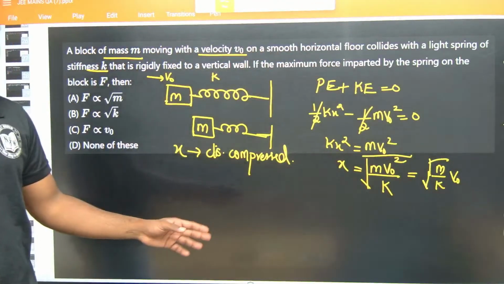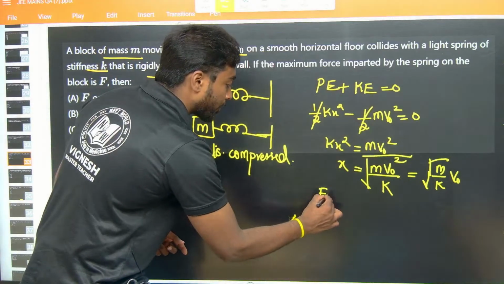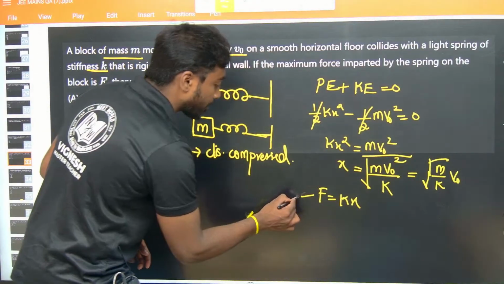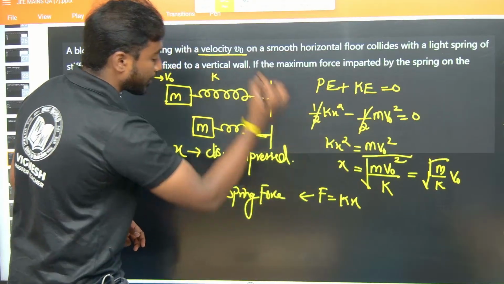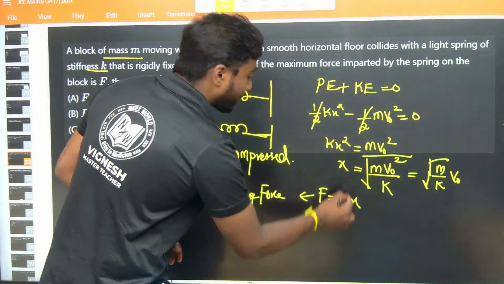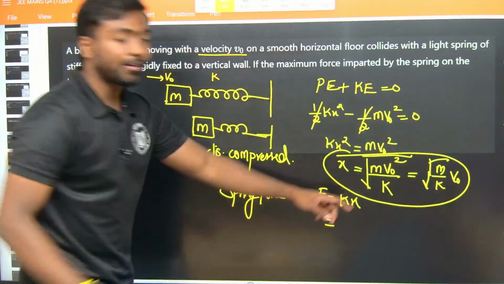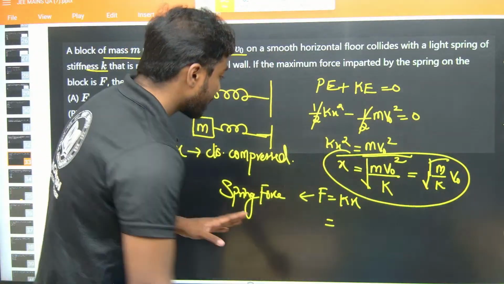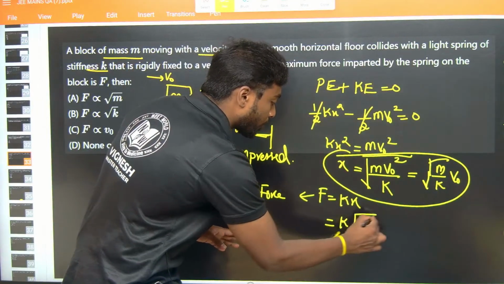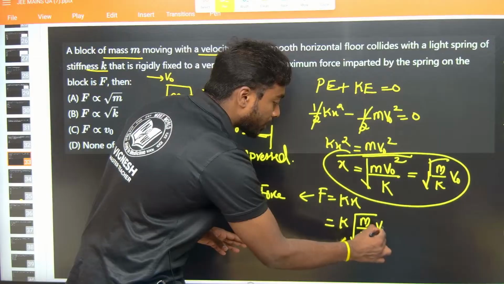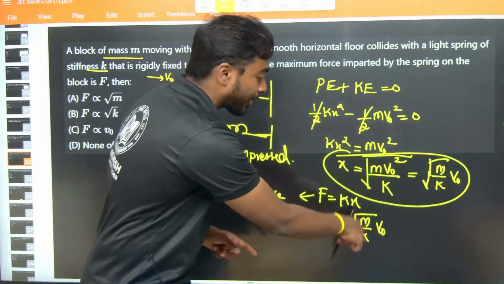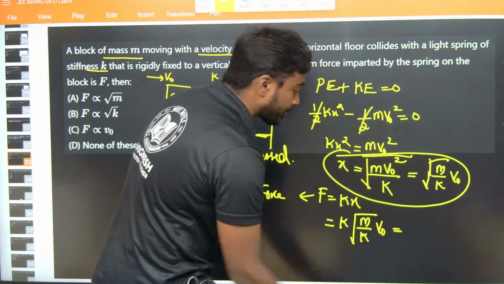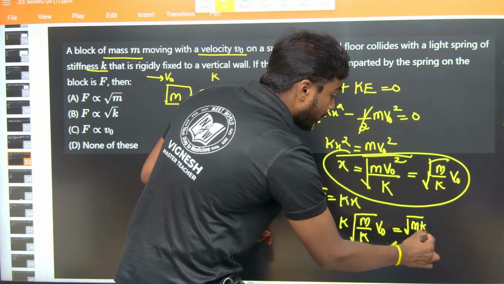Now the force is k into x. We know the spring force is kx, so I will write spring force here. What is x? x is root over m by k into v naught. So I will write k into root over m by k into v naught. If I take this k inside, it becomes k square, so k square and k get cancelled, and the answer will be root over mk into v naught.